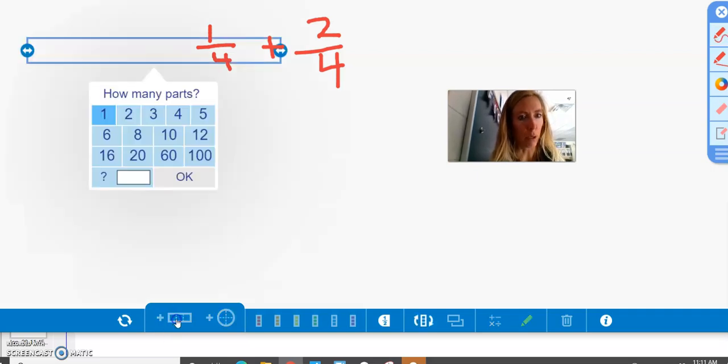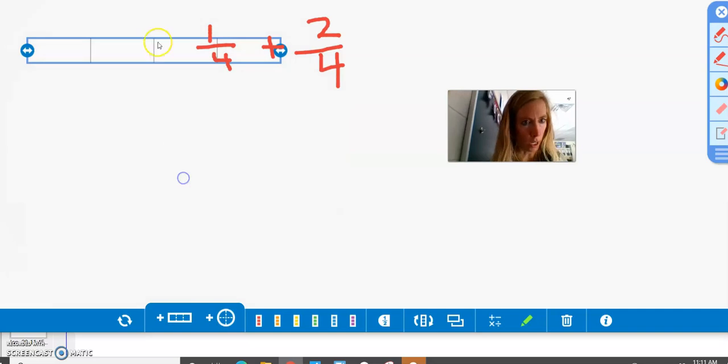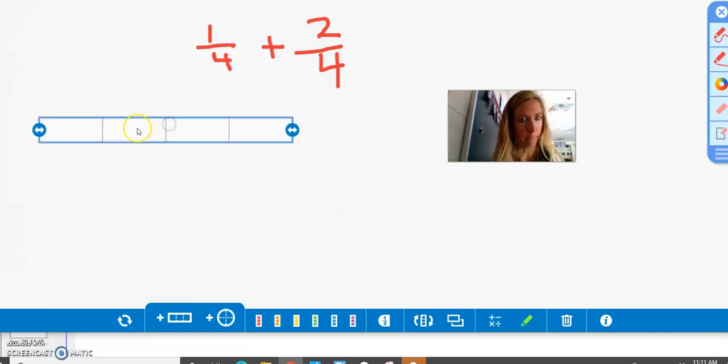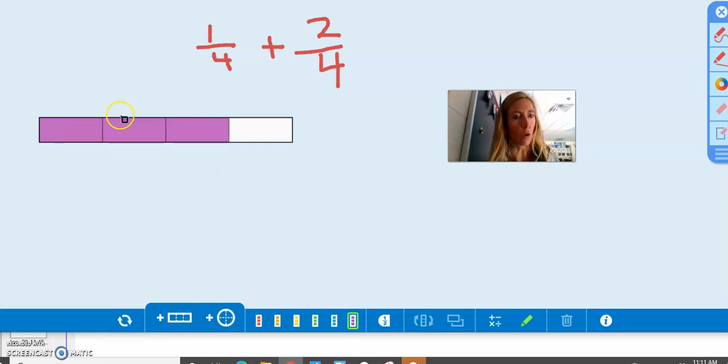So let's see. I'm going to pull out a 1/4. So I need to cut it up into 4 to get a 1/4. All right, I'm going to pull this down here. So I have 1/4. Boom. Now I need to add on 2 more what? 2 more 4ths. So I'll do that in another color. So I had 1/4 plus 2 more 4ths.